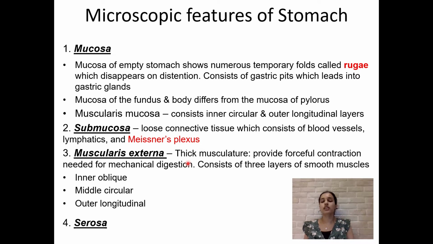Then the muscularis externa has a thick musculature. There is a thick group of smooth muscle cells arranged in three layers: inner oblique, middle circular and outer longitudinal. In the rest of the organs of the digestive tract, there are generally only two layers, inner circular and outer longitudinal, but in the stomach there are three layers of smooth muscle: inner oblique, middle circular and outer longitudinal.